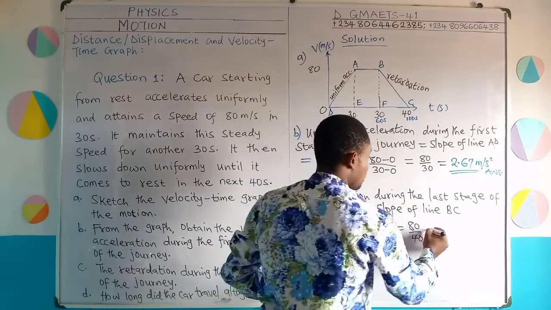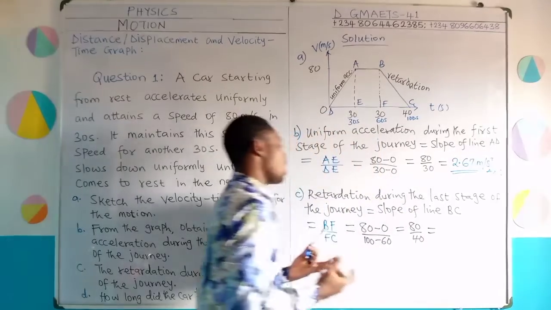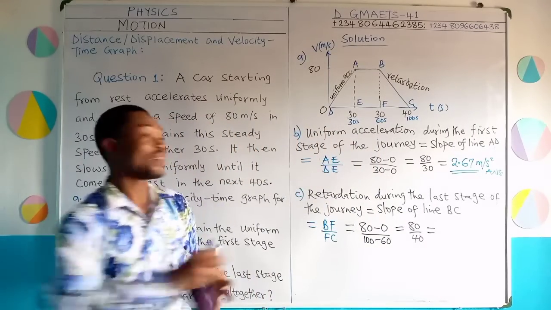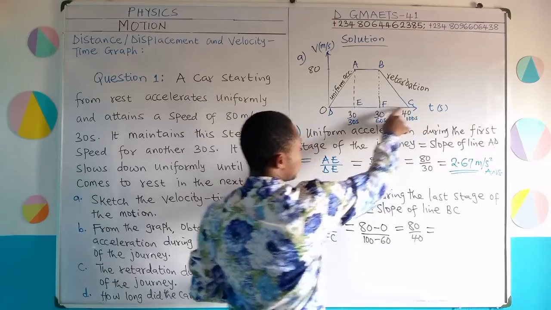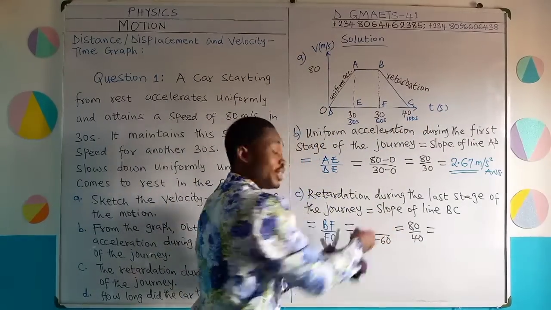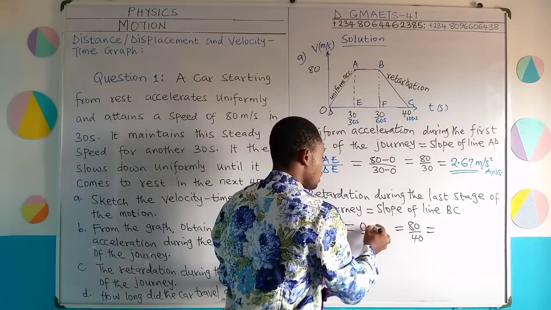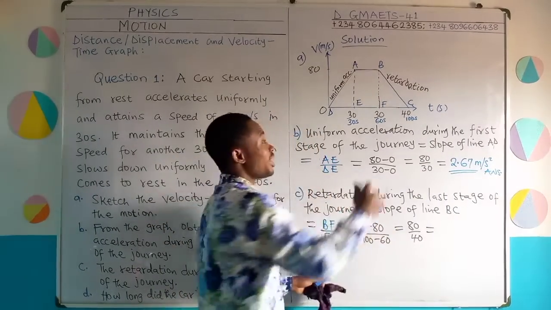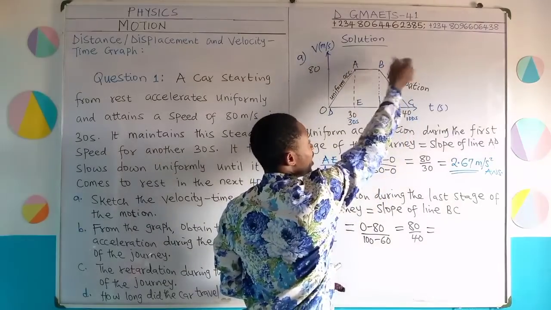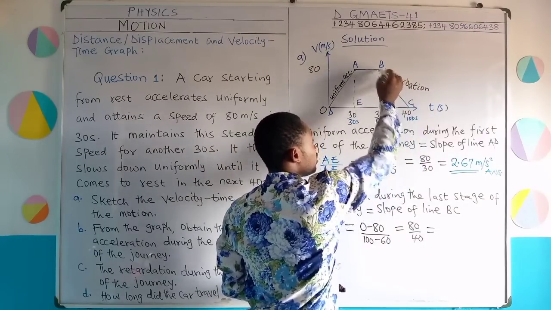Now if you work this out, this is going to give us 2. The retardation is going to give us 2. This 80 minus 0 is supposed to be 0 minus 80, because this is the final point, which is at the 0 level. It's supposed to be 0 minus 80, please. I explained that when I was talking about velocity time graph. Final velocity minus initial. Remember, the car slows down from point B down here. So this is where the car is in a motion coming down. So it's decreasing. This is the initial, this is the final.